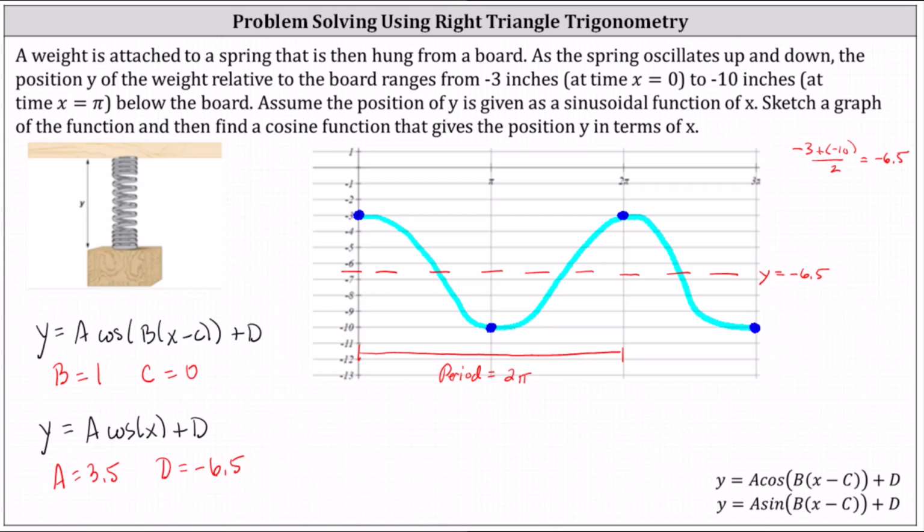We now know the cosine function that gives the position y in terms of x is y equals 3.5 times cosine of x, minus 6.5.